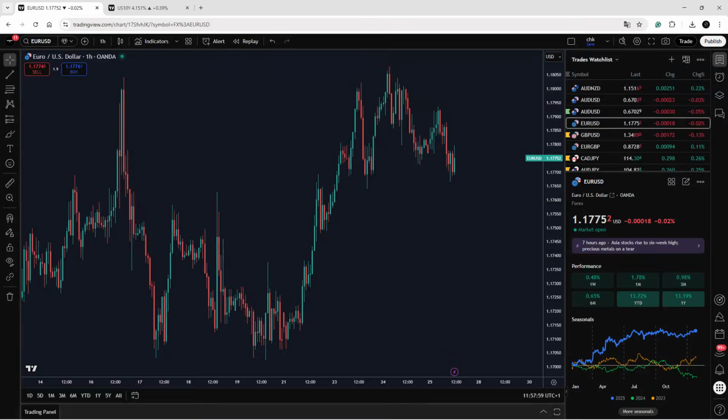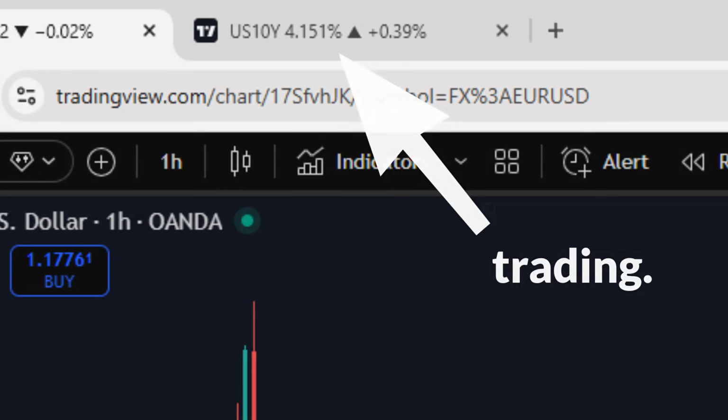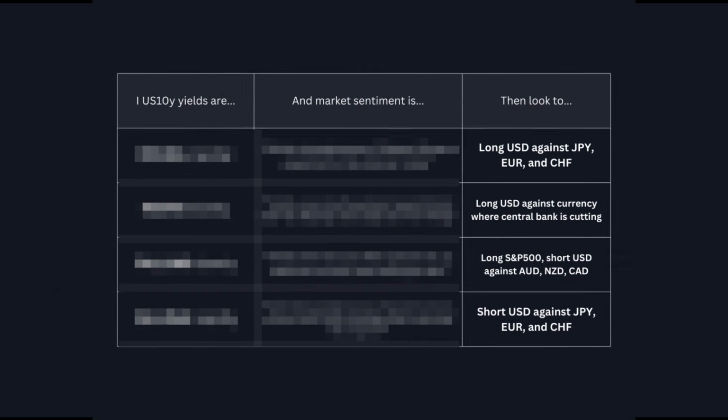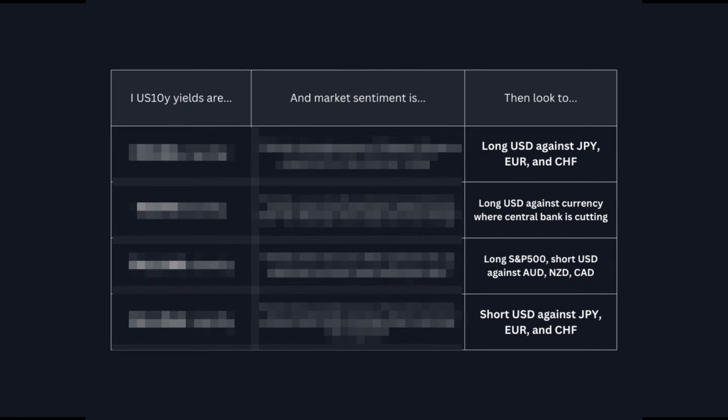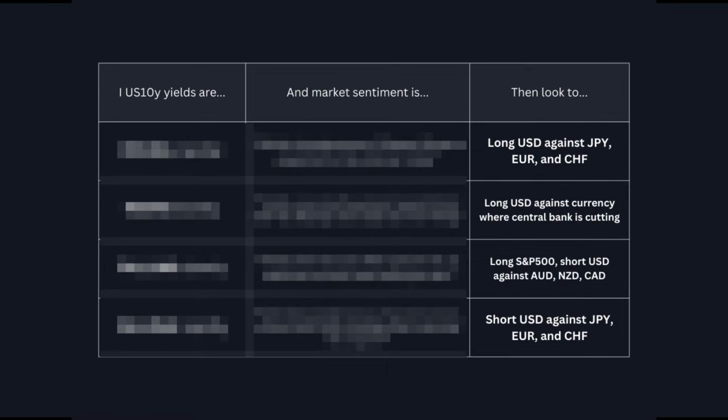If you're trading currencies and you do not have a tab open with the US 10-year yield, you're missing out on a massive leading indicator for your trading. Now, to show you why, I've simplified fundamental analysis with the bond market into this 4-row cheat sheet. If you stick around, I'll explain how to use it.